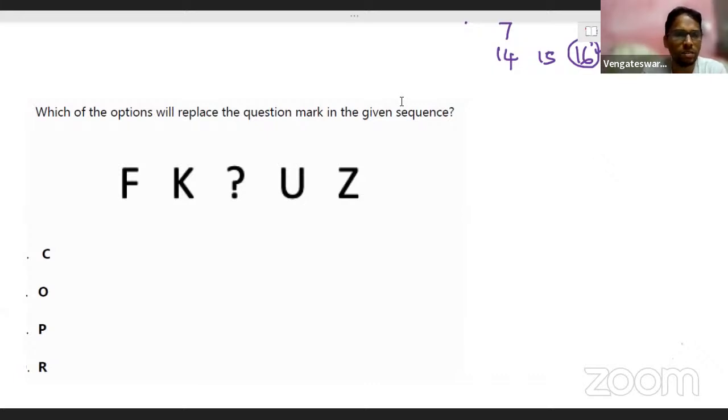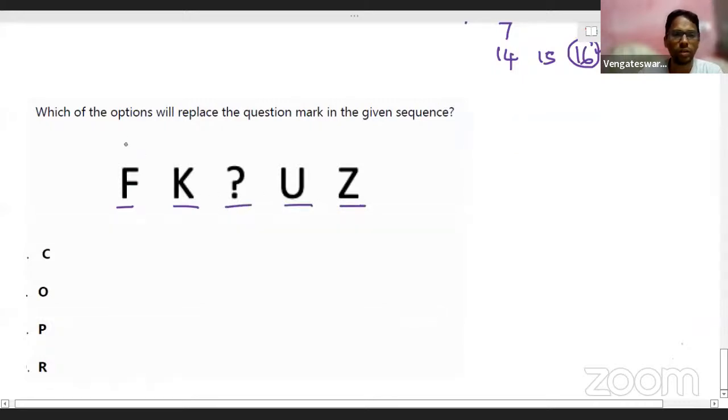Nice, very good answer. So, a very simple question. You have a sequence of letters given here: F here, K here, next one is a question mark, then U, and then Z. So you will come to get that these are going to be what?